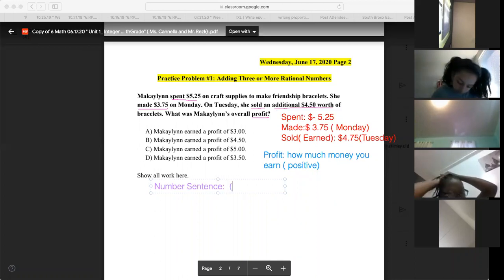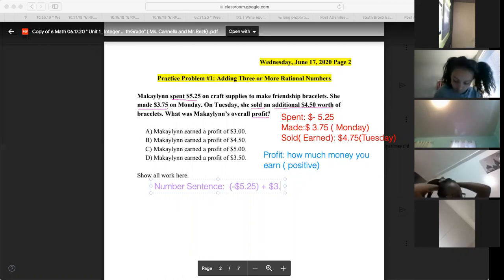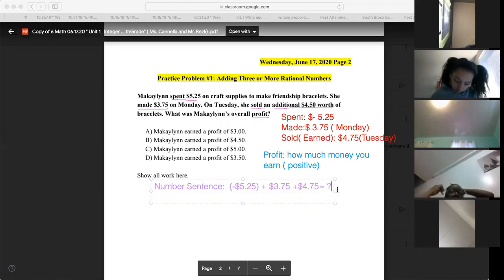So negative $5.25 plus $3.75. Good. And plus $4.75. Excellent job. Is going to equal something with money, yes?